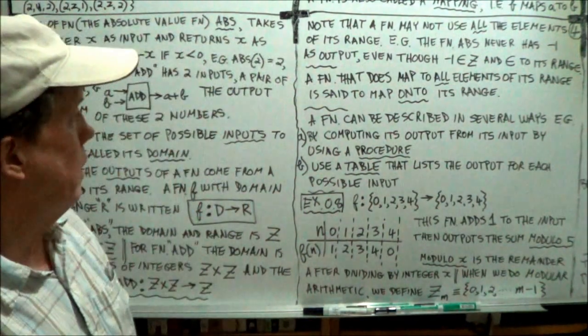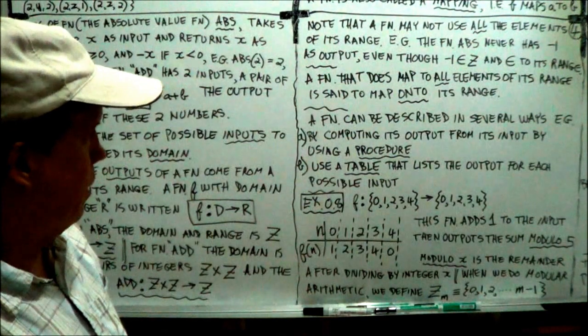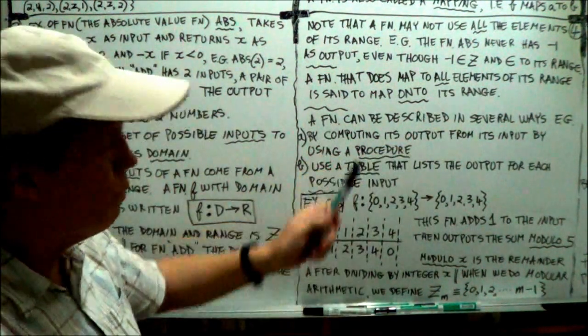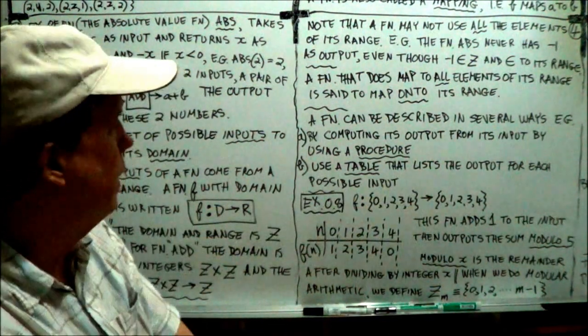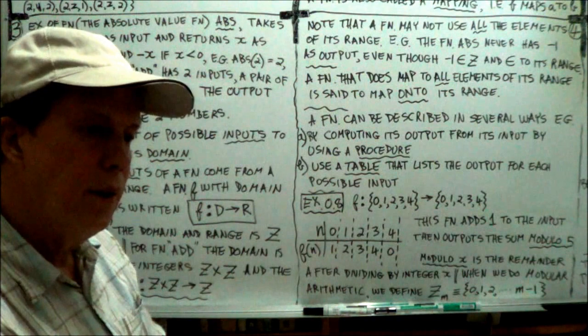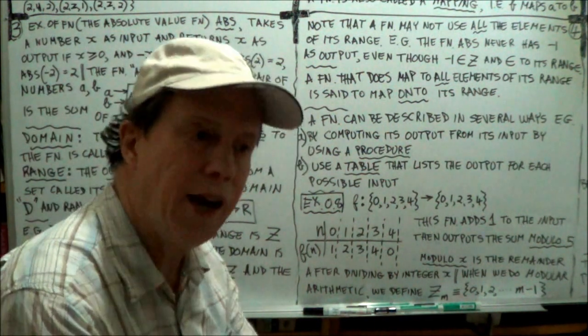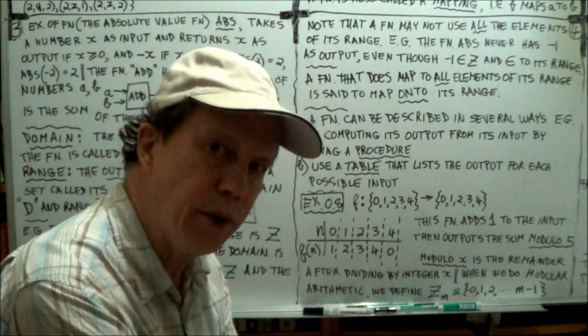Okay. All right. Now I'll change direction a little bit. You can describe a function, and we'll do two ways here. You can give a description of what a function is doing. How does the function determine its output?